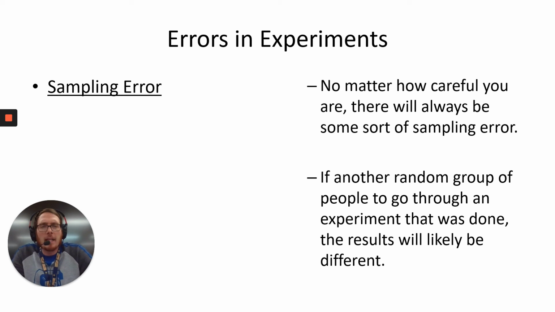Okay, there are always going to be errors in experiments. Sampling error is going to happen. No matter how careful you are, there's going to be an error somewhere. Maybe you measure something a little bit off, or the way you collected the data. There's going to be more people that maybe fit a certain category than the other when you randomize it. Okay, the goal is if another random group goes through the experiment, we want our results to be close.